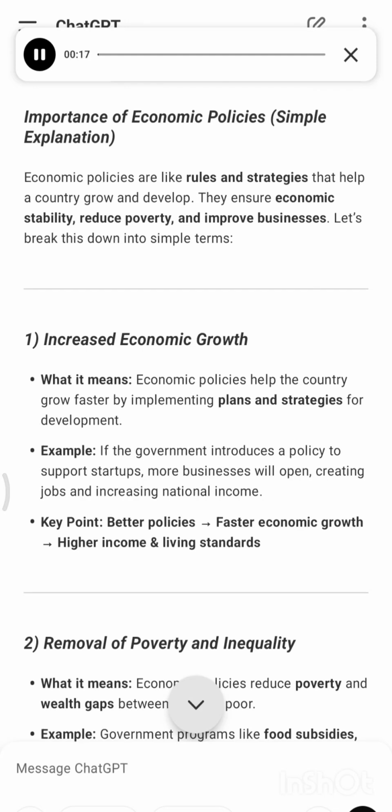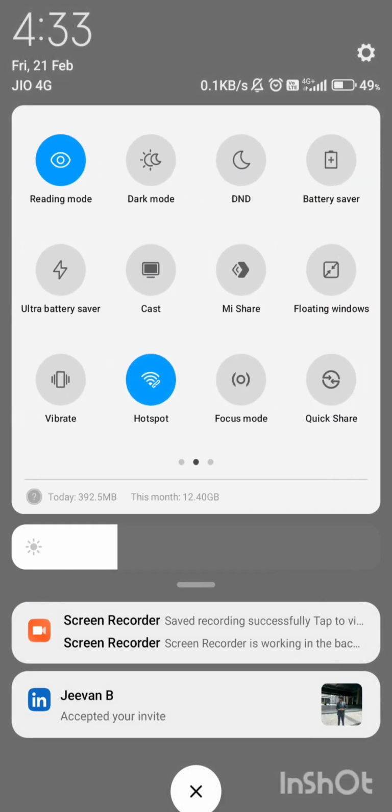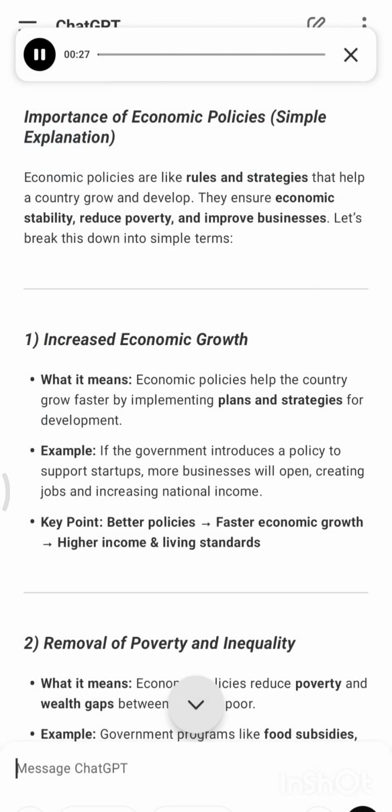1. Increased economic growth. What it means: economic policies help the country grow faster by implementing plans and strategies for development. Example: if the government introduces a policy to support startups, more businesses will open, creating jobs and increasing national income. Key point: better policies, faster economic growth, higher income and living standards.